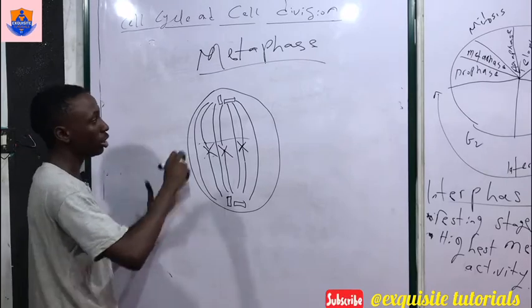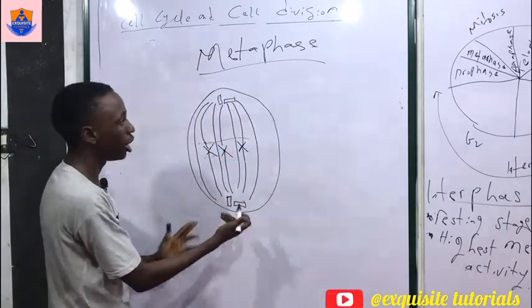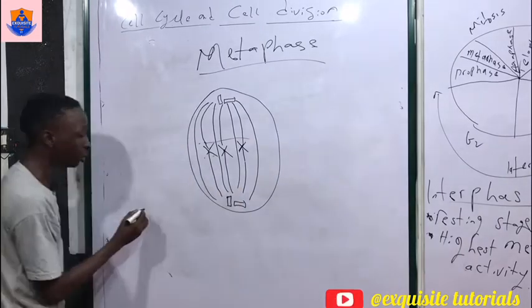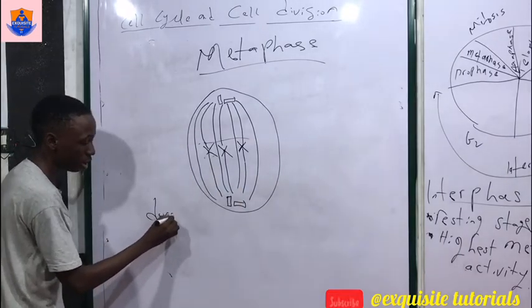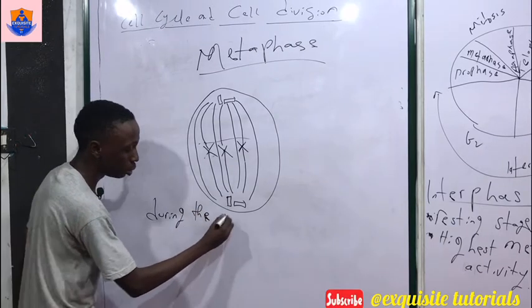during the prophase stage, the cell actually became more spheroid. That is during the prophase stage.